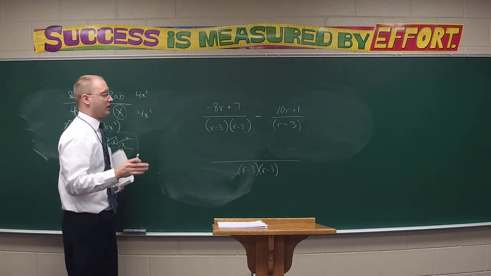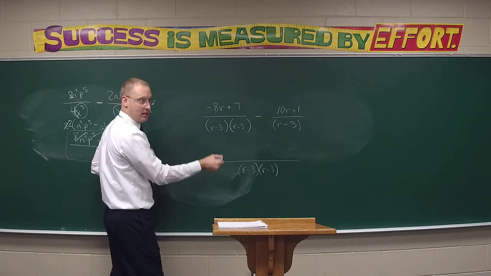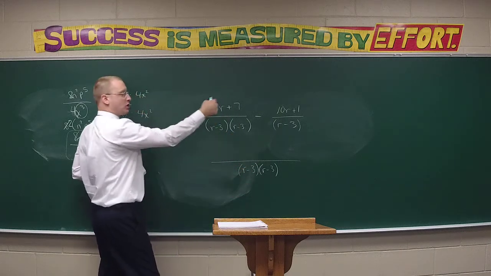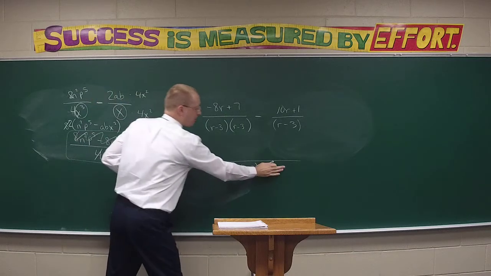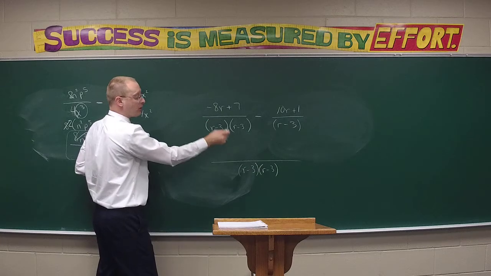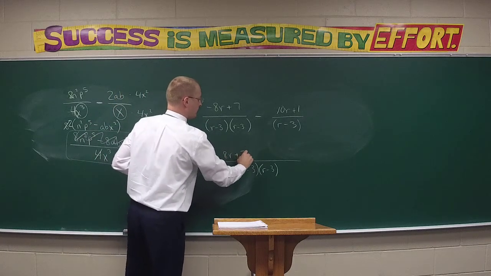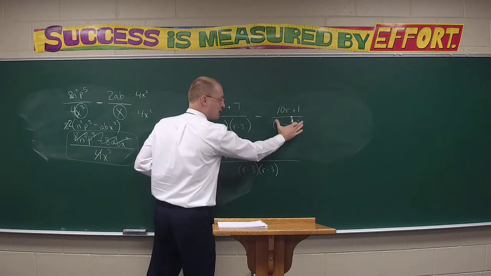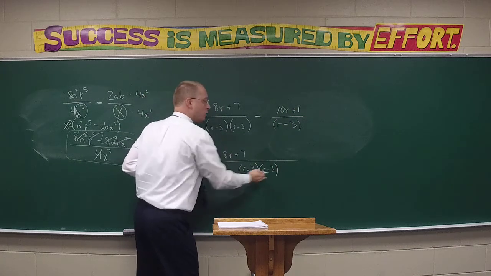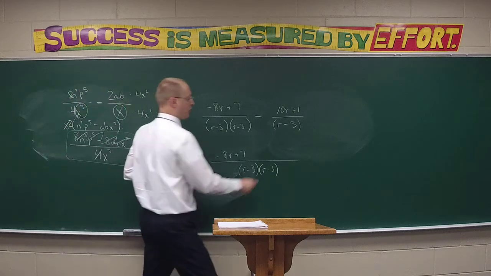The other key is you can't have an LCD that has less than what you see here. And if I only had r minus 3, this actually has more than that. You can't have that. You have to make these bigger or leave them alone. In this case, it stays the same. Negative 8r, positive 7. Here I go from a single r negative 3 to having 2 of them. So class, what should I do? Times the other r minus 3.